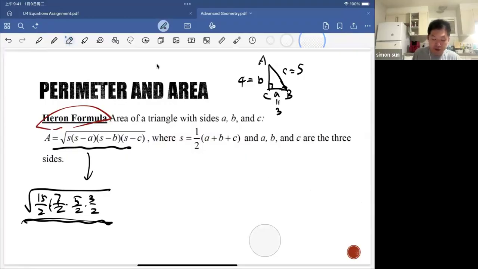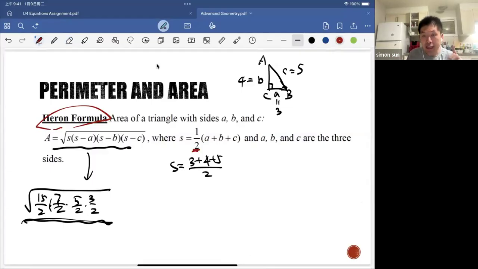Based on Heron's formula, the first thing we do is the sum of all three sides, 3 plus 4 plus 5, divided by 2. This is very important. You are not calculating the average of A, B, and C. You do the sum of A, B, and C, and you divide by 2, not 3. So 3 plus 4 is 7, 7 plus 5 is 12, over 2 is equal to 6. S equal to 6, A equal to 3, B equal to 4, C equal to 5.